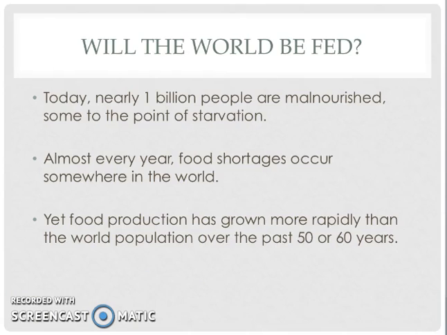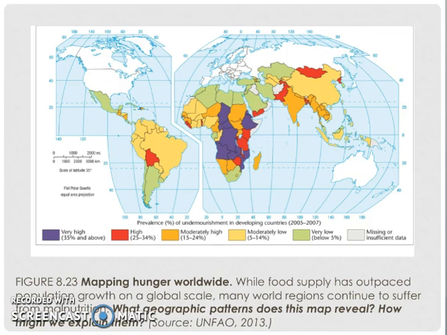Globalization theme. We can be asked, will the world be fed? Today, nearly 1 billion people are malnourished. Very saddening, some to the point of starvation. Almost every year, food shortages occur somewhere in the world, and yet food production has grown more rapidly than the world population over the past 50 years. This is quite a conundrum, quite a contradiction.